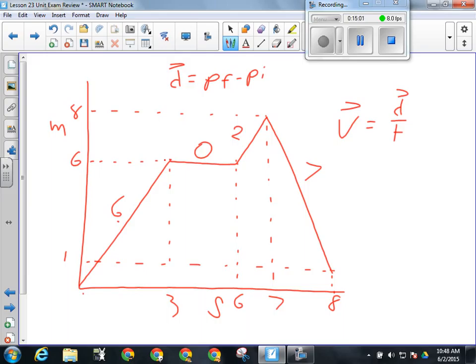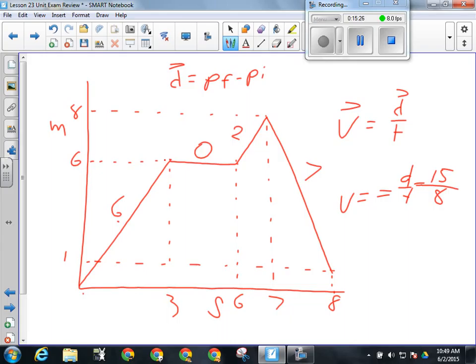Now, what if I wanted to calculate the average speed over the whole trip? Not total displacement. I'm not looking for velocity. Total distance over total time. Okay, I just calculated that. It was 15 meters. How long did this trip take? 8 seconds. So that's going to be like 1.9 or so meters per second.